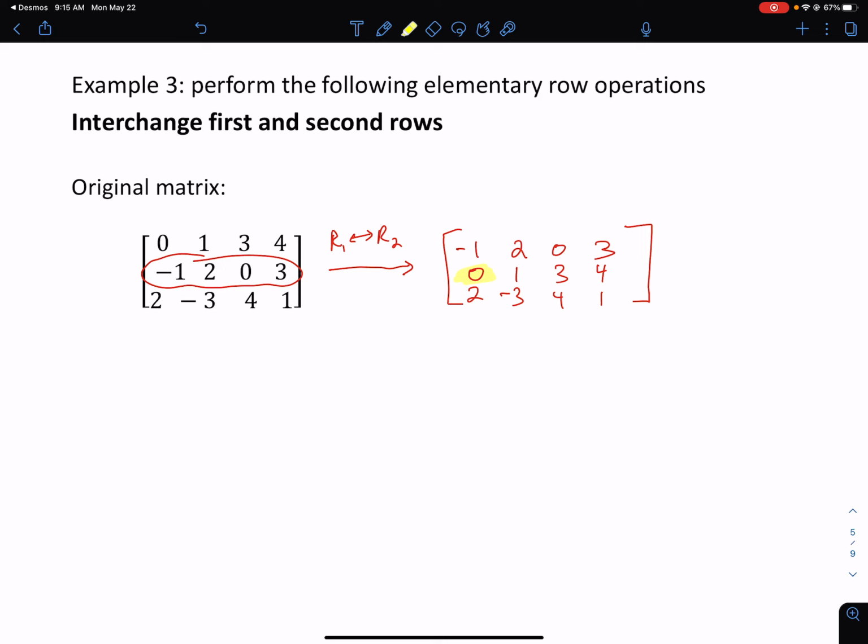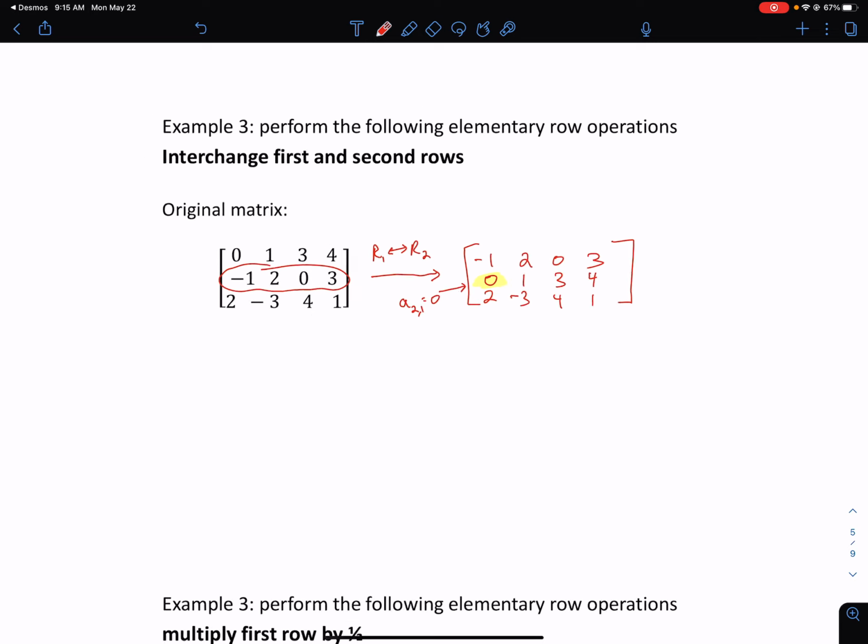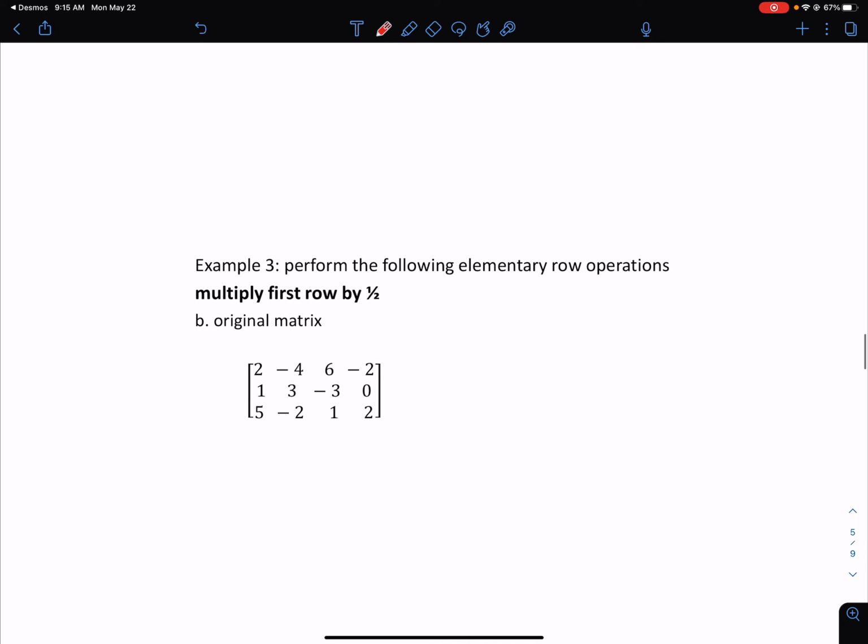But that's just an easy way to get a 0 in spot 1, 2, right? So we wanted row 2, 1, that's row 2, 1, to equal 0. An easy way to make that happen would be to switch the two rows. All right, so that's how you can interchange two rows.